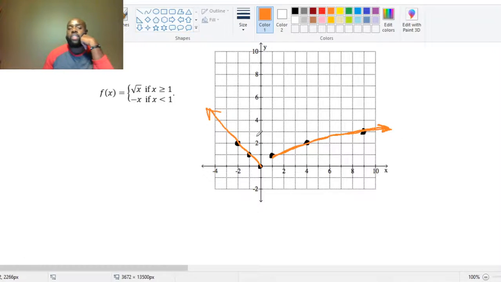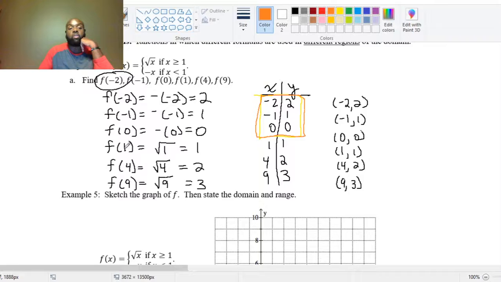So when I do this, I actually have, and then at 1, I know I have a closed circle. So I'm going to close this in because the square root function started at x equals 1. I plugged in 1 and I got a y value of 1, okay? That's what we did in this chart here. We plugged in 1 to the square root of 1. We got 1 as our output.